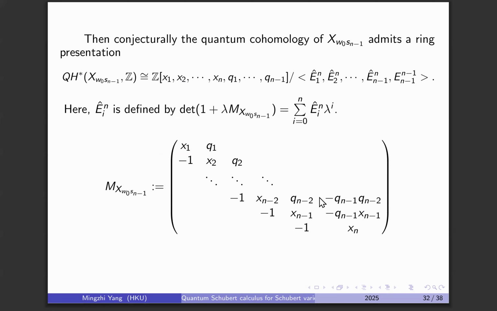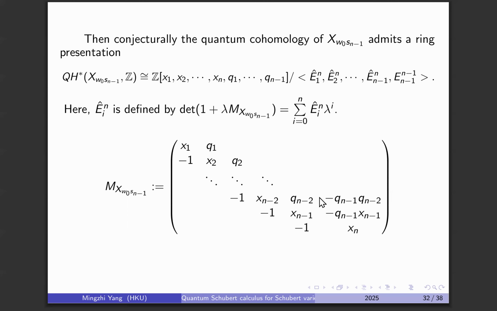And for this smooth Schubert divisor, it has a very nice description using the characteristic polynomial of the following matrix. So it looks very similar to the matrix for the full flag variety. And then the coefficients of the characteristic polynomial I denote by hat E.